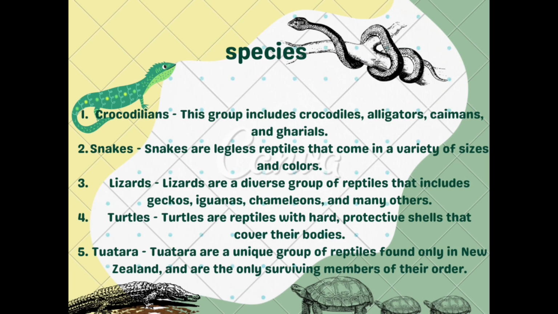Next, snakes. Snakes are legless reptiles that come in a variety of sizes and colors. Besides, lizards. Lizards are a diverse group of reptiles that includes geckos, iguanas, chameleons, and many others. Turtles. Turtles are reptiles with hard, protective shells that cover their body. Last but not least, tuatara. Tuatara are a unique group of reptiles found only in New Zealand and are the only surviving members of their order.